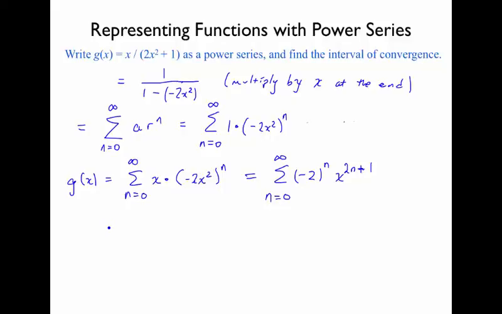Okay, so now we can do the ratio test. Figure out what we got here. So we're going to have negative 2 to the n plus 1 times x to the 2n plus 3, over negative 2 to the n, x to the 2n plus 1. So we're going to get negative 2x squared.